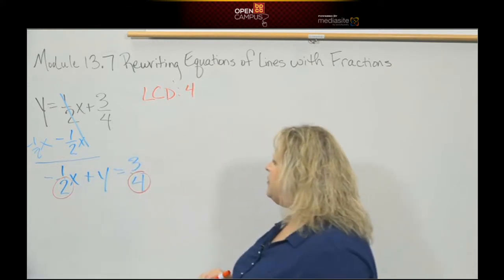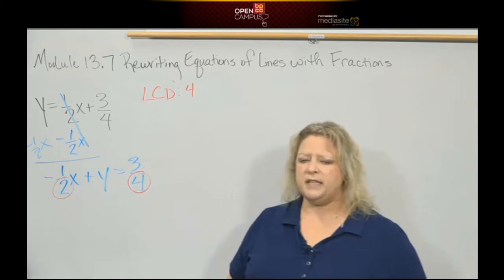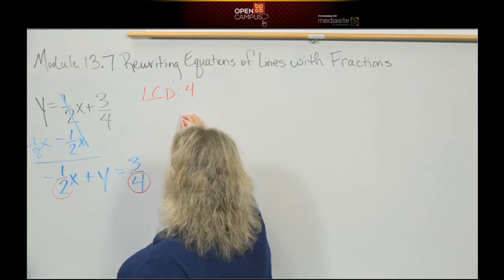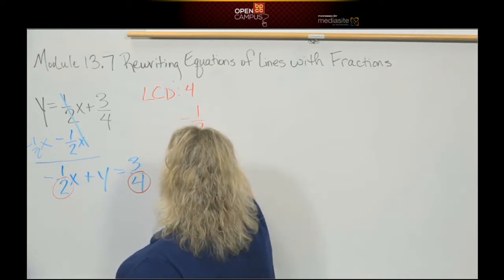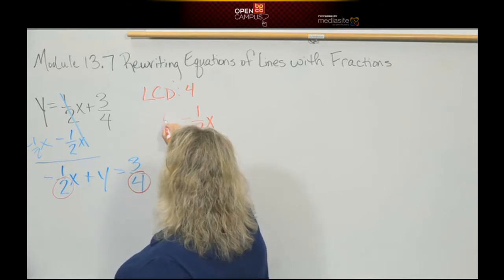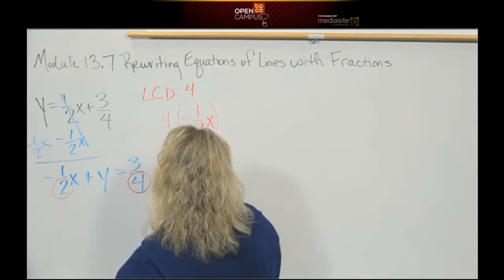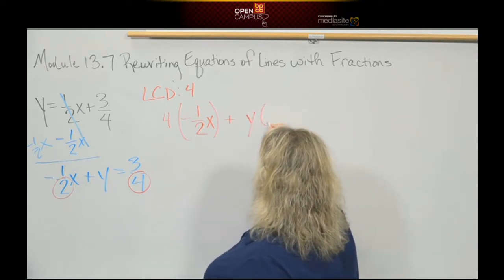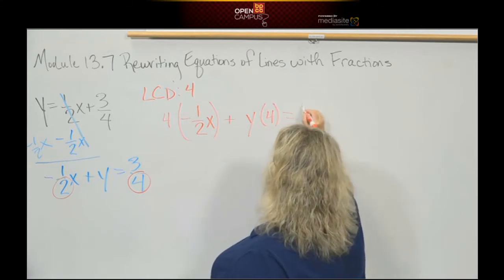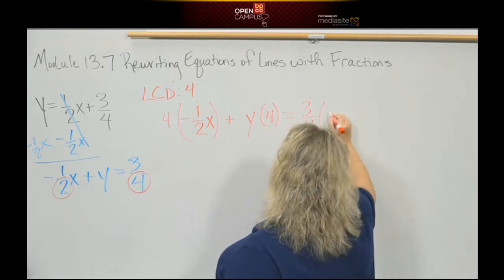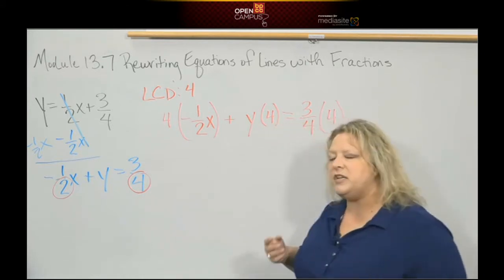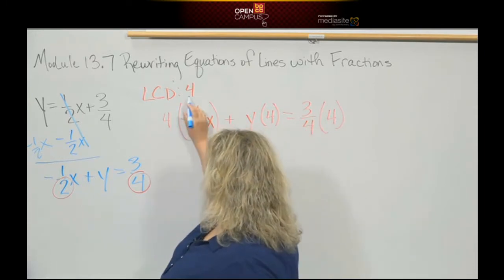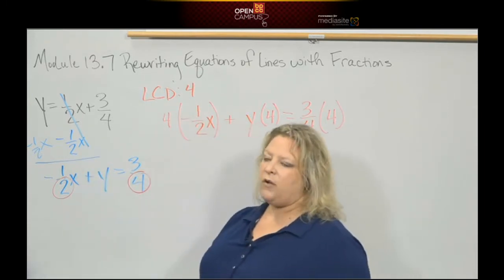Okay? So that means I'm going to have to take 4 and multiply it to every one of those things in there. So I'm going to show you how to do that my way. I say negative 1/2 x, and I'm going to multiply that by 4. So I'm going to write that like that, okay? Plus y times 4 is equal to 3/4 times 4. Now I'm doing this just so that you can understand I'm doing distributive property. I'm distributing that 4 to every piece of that equation, okay?